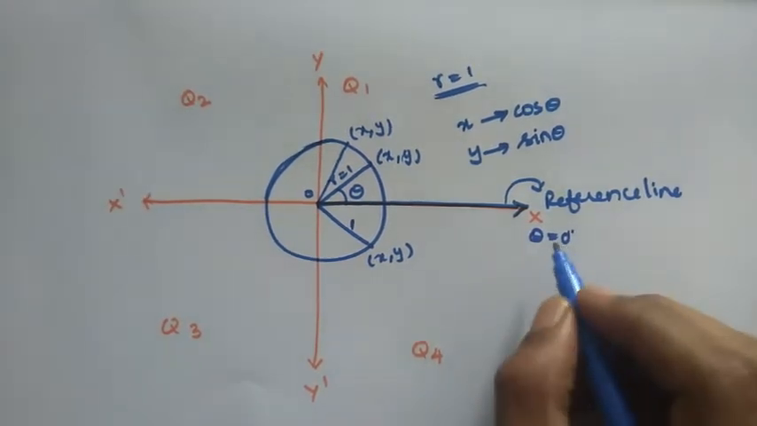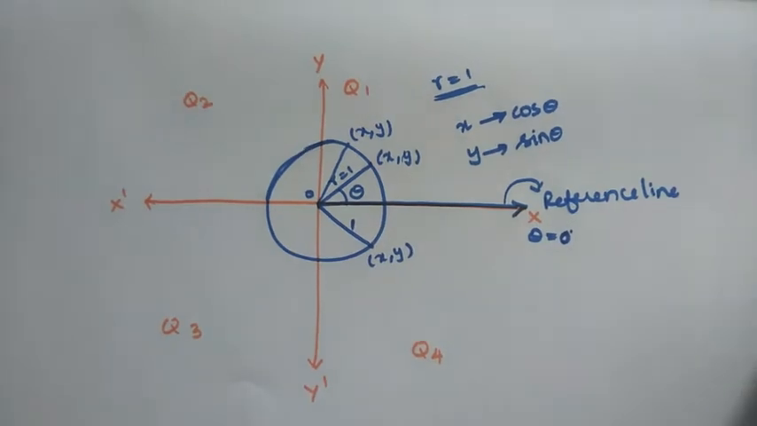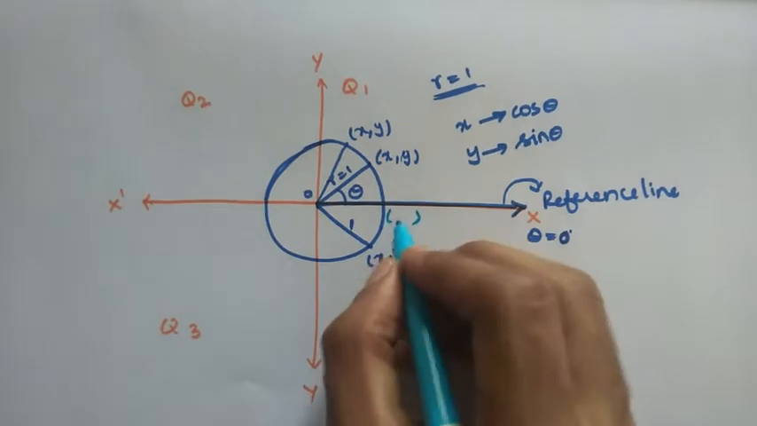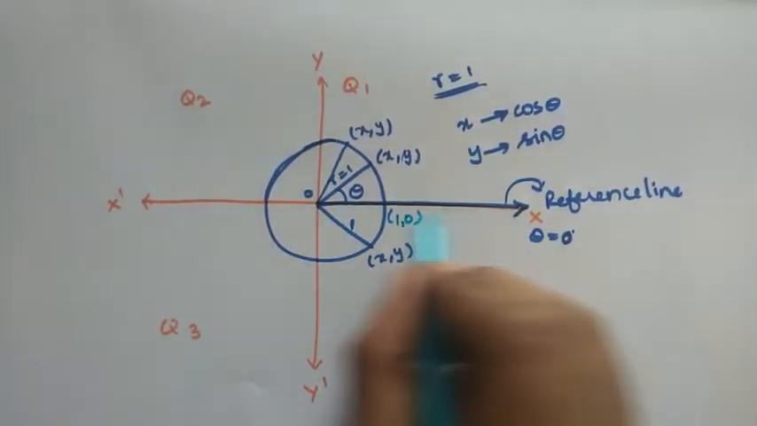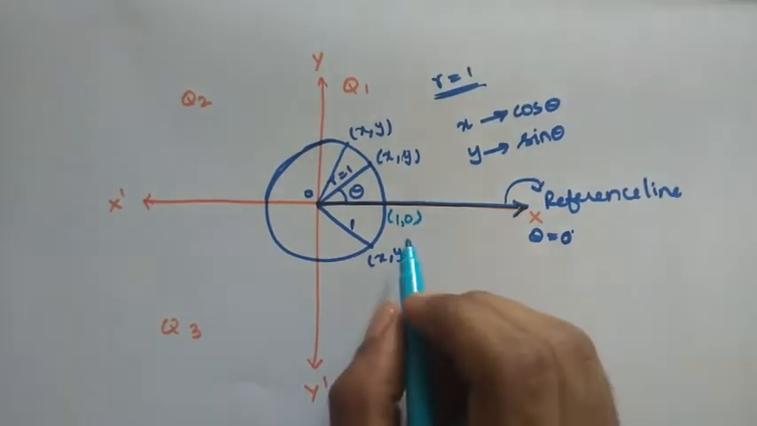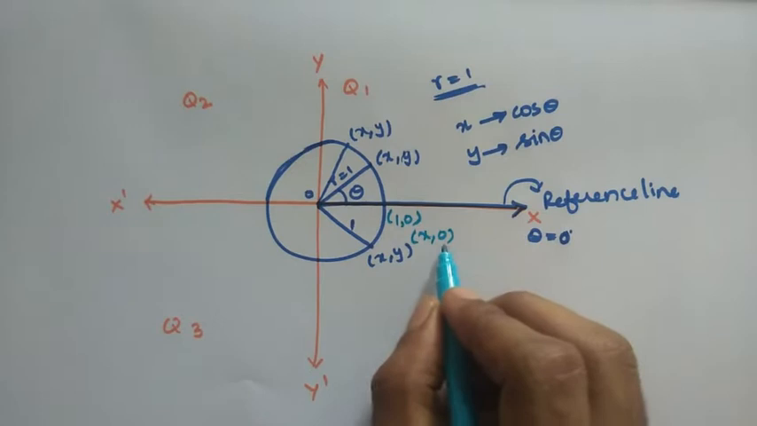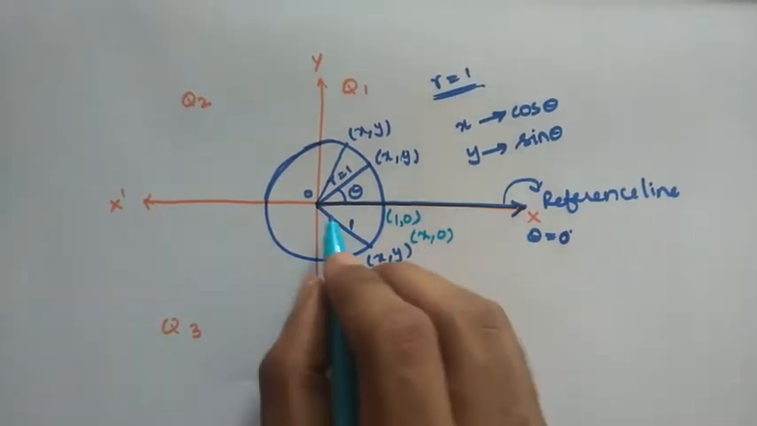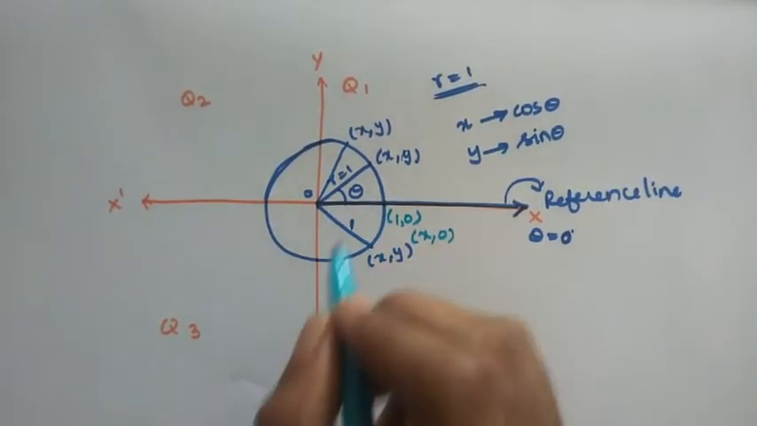Now if we put theta equal to 0, it is the reference line. So on this reference line we are going to get the point 1 comma 0, because any point on the x-axis will have the form x comma 0, the y coordinate will always be 0, and this x coordinate is at a distance of 1 unit, because the radius is 1.